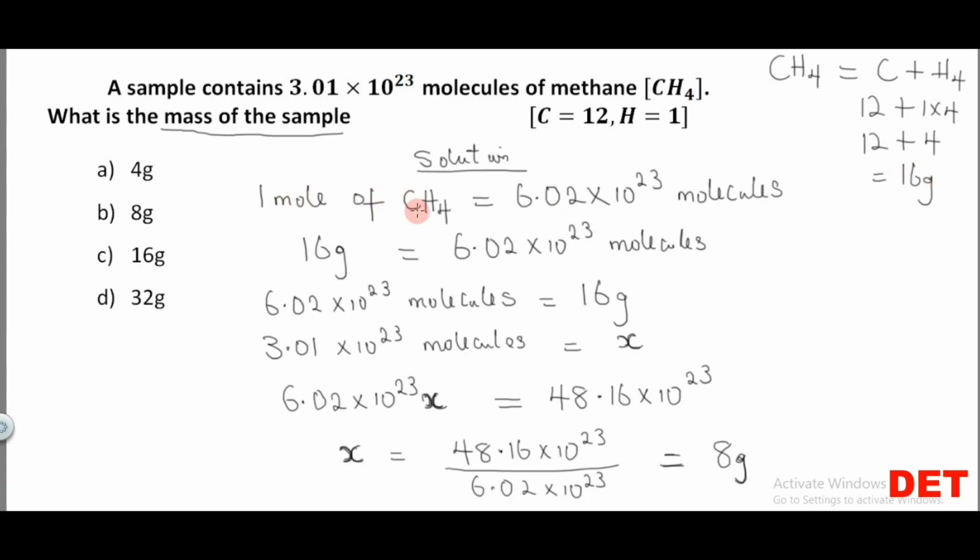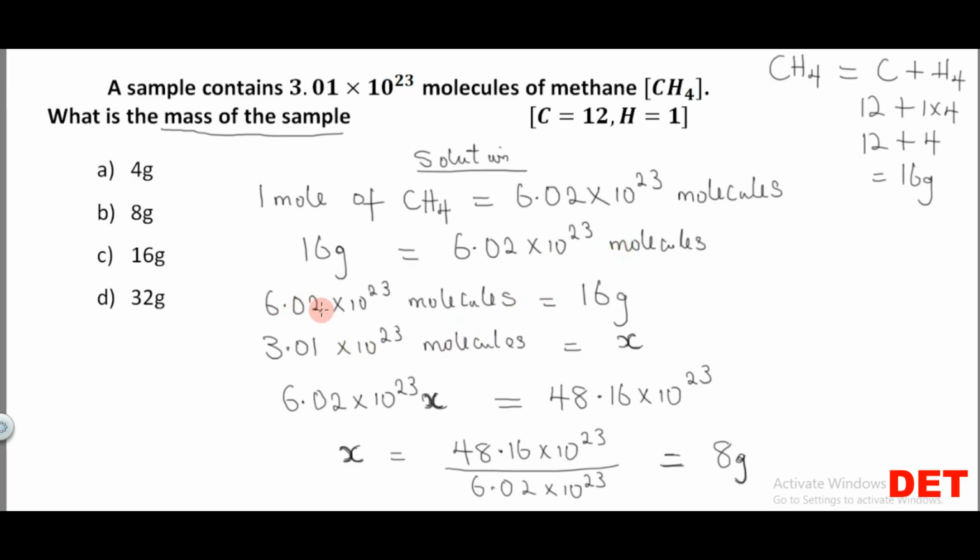So if 1 mole of methane is equal to 6.02 times 10 to the power 23 molecules, and 1 mole of methane is also equal to 16 grams of methane from our calculation here, then 16 grams of methane is equal to 6.02 times 10 to the power 23 molecules. If I rearrange this expression, 6.02 times 10 to the power 23 molecules is equal to 16 grams. This and this are the same. I just decided to write this first.